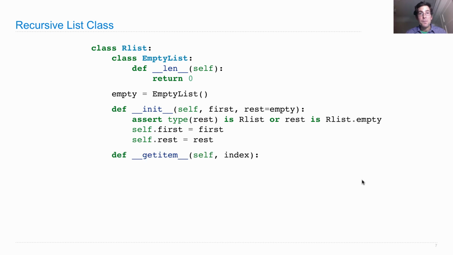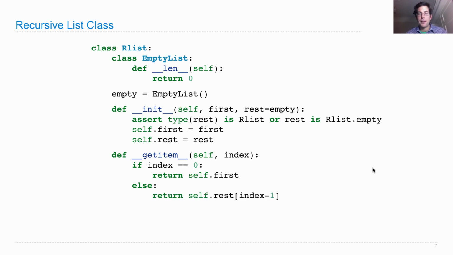Now I have to define the two properties of a sequence in Python. Namely, that I can get an item from an index and I can compute the length. So how do I get the item at a particular index? Well, if that index is 0, then I just return the first element of the RList. Otherwise, I'm going to reduce the index by 1 and look that up in the rest of the list. Return self.rest for index minus 1. Now what's going on here? Why is this going to work?